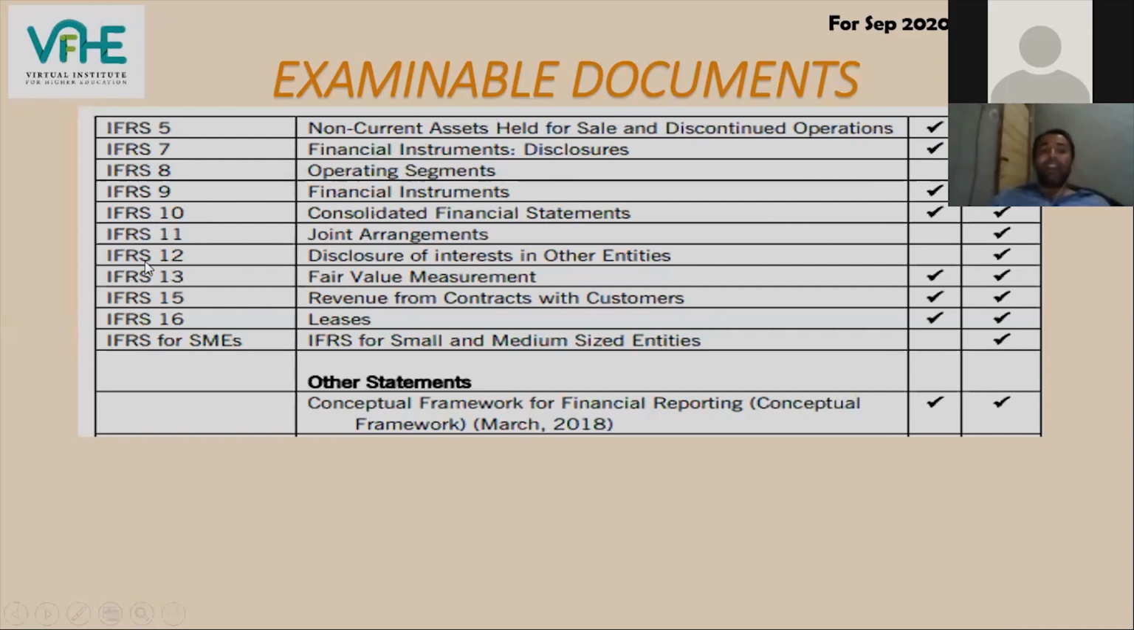IFRS 11 and IFRS 12, disclosure of interests in other entities will be tested in strategic business reporting. Fair value measurement will be tested here. Revenue from contracts with customers, it will be tested here. Leases will be tested here. And then IFRS for small and medium sized entities, this is not going to be tested here. Then other statements. Conceptual framework for financial reporting, conceptual framework is going to be tested here. So this is the list, just a checklist. What are the standards we are supposed to study in this session?